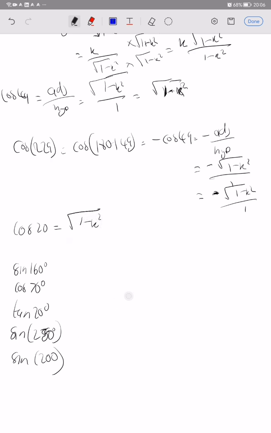Okay, so what do we do? What's the first thing that you need to do? You need to draw a triangle. So what do we do from there? We need to draw a triangle. So let's say for this one, you're going to do this.